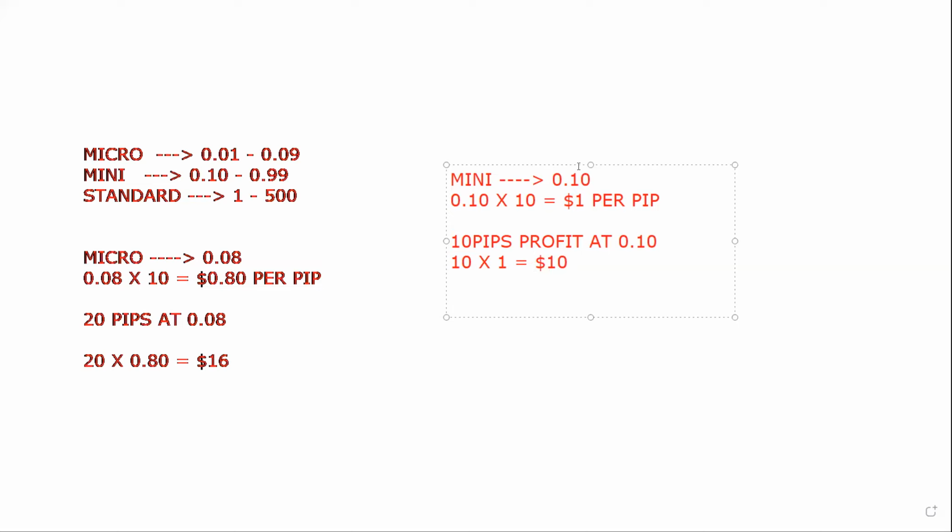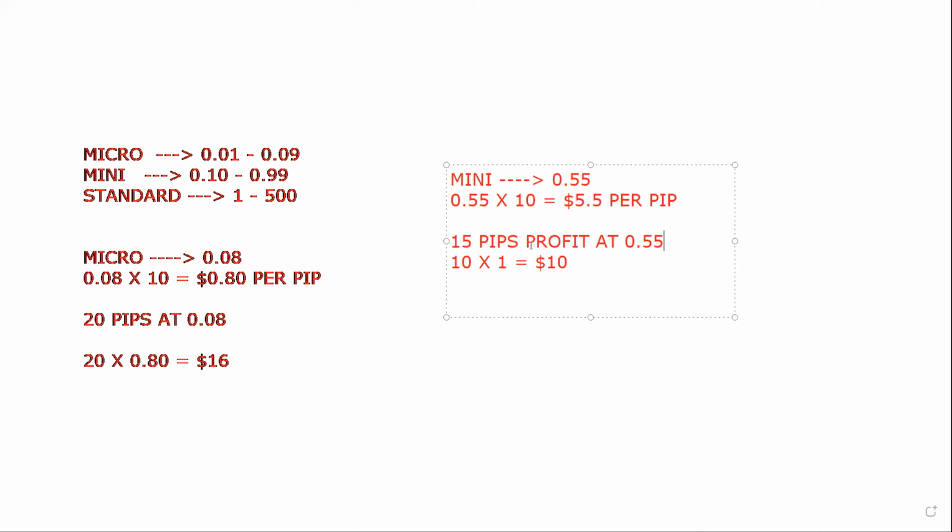So let's say you use a higher mini lot of, let's say, 0.55, for example. It's still under 0.99. So what this means is the value per pip, 0.55 times 10, that is $5.5 per pip, right?